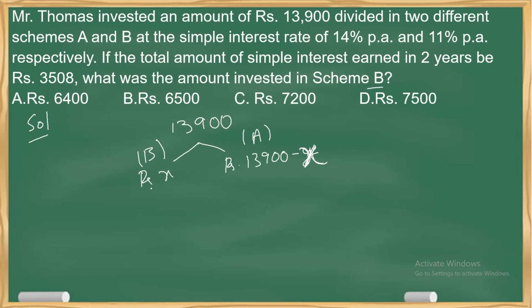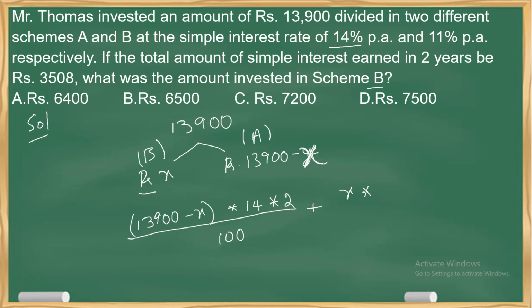for the confusion. Okay, so if one is X rupees, the other one will become 13,900 minus X rupees. Now A is having how much percentage of rate of interest? So 13,900 minus X is the principal amount in scheme A into rate of interest 14 into how many years? 2 years by 100 plus this is X only, it's easy, into 11 into 2 by 100 is equal to how much?